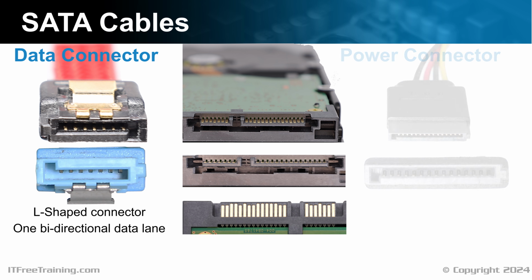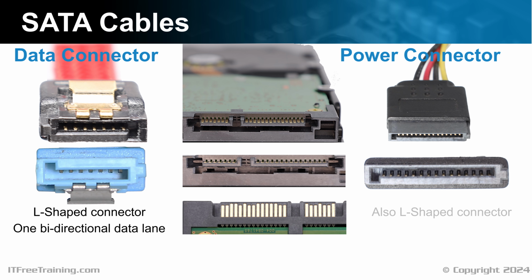The next connector is the power connector. This is also an L-shaped connector. As before, a keyed connector like this prevents the connector being put in upside down. The connector itself supports 3 different voltages, these being 3.3, 5, and 12 volts. You don't need to remember these voltages, but you will eventually start remembering them because these are pretty common voltages in a computer system.